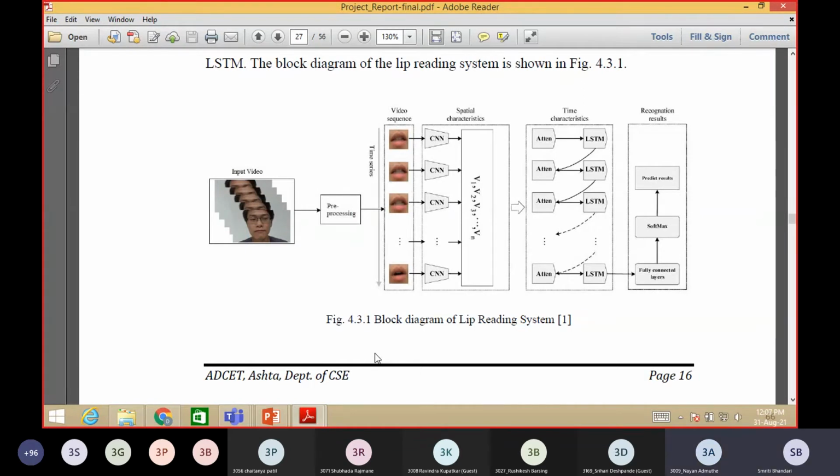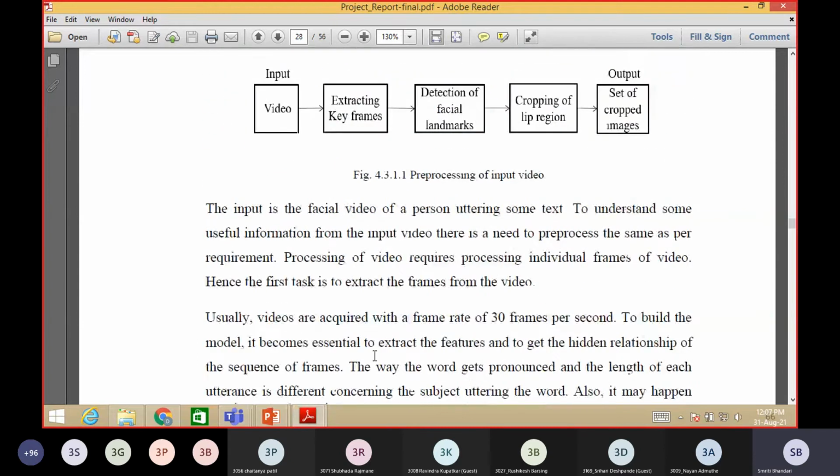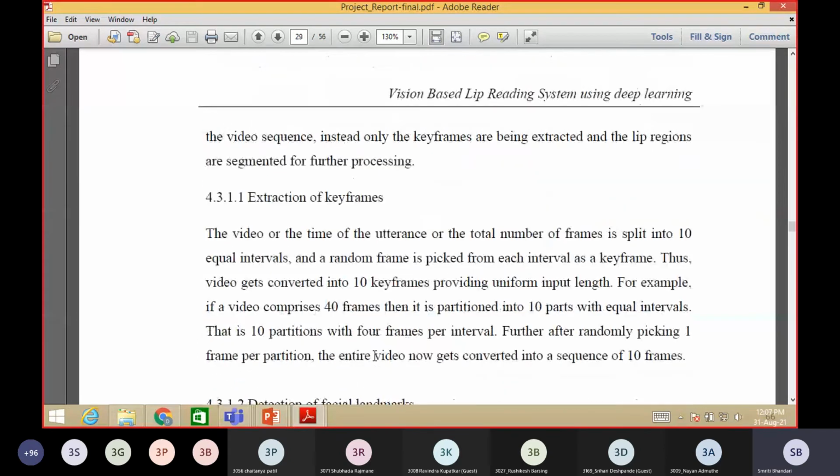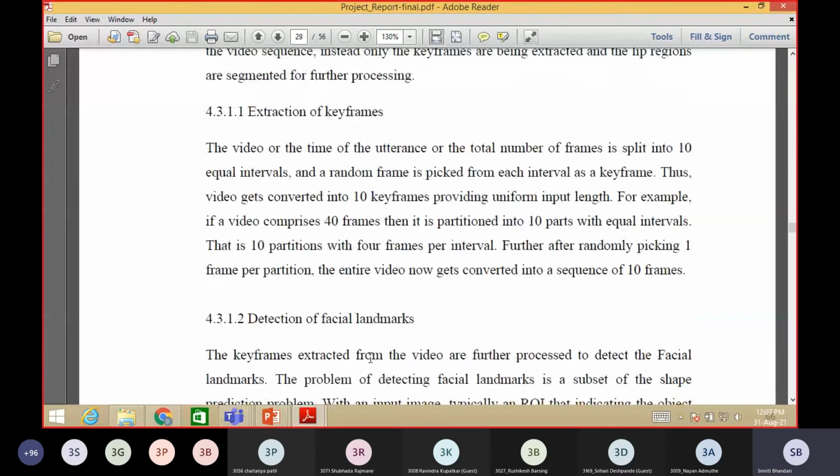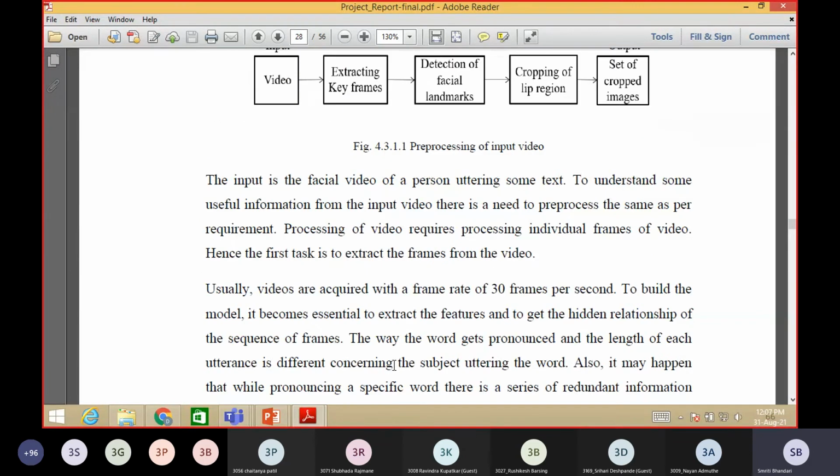Any doubt so far? No, ma'am. Right. So this is how we are providing the detailed methodology.